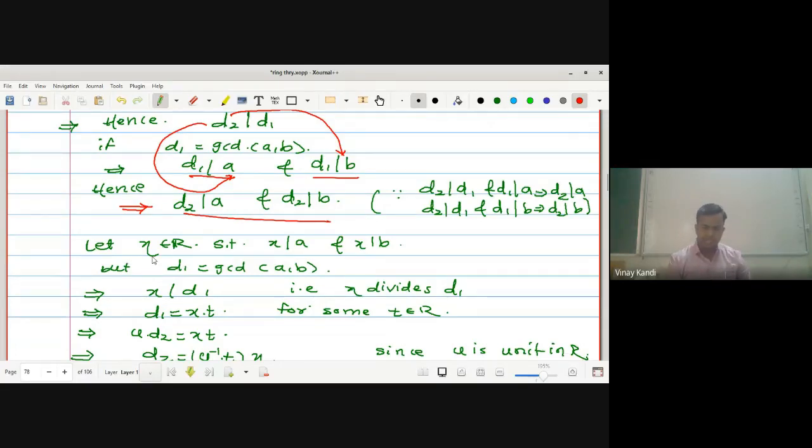Now let us take any element x belonging to R so that x divides A and x divides B.